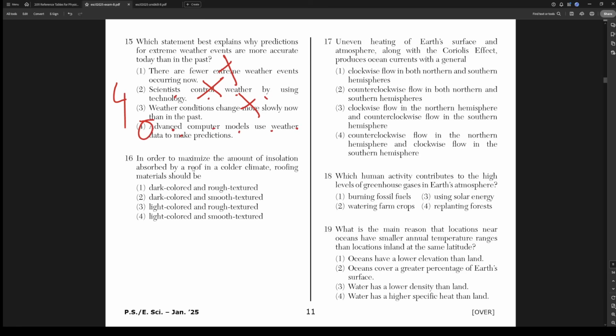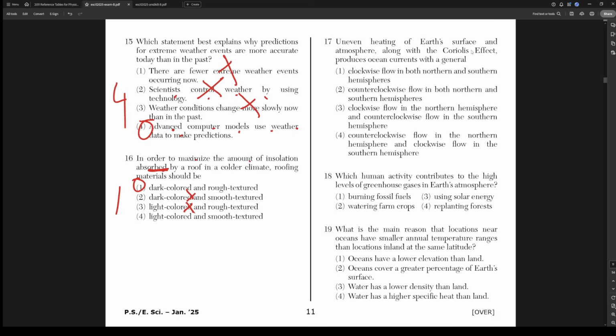Number 16. We want to maximize the amount of insolation absorbed. So we want dark and rough, and that's just memorize. If it wanted to minimize, you would have picked light and smooth. You can't pick light and rough or dark and smooth. They're like opposites. All right, 17.